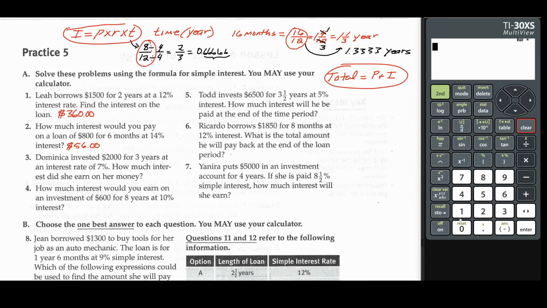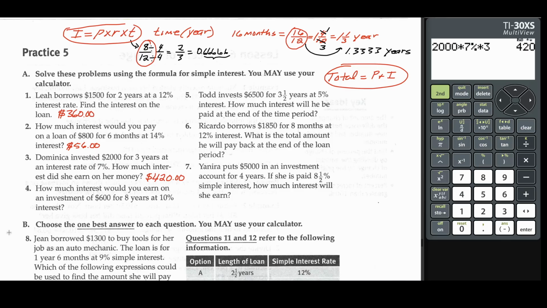Okay, so P is 2,000, so punch in 2,000. Multiply that by 7%, that means 7. Then second, left parenthesis, multiply that by 3 years. Because 3 is in years, we just press 3 and press enter. That's going to give you 420. So write $420.00.